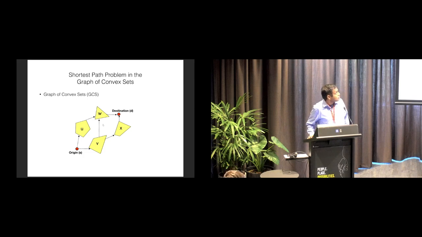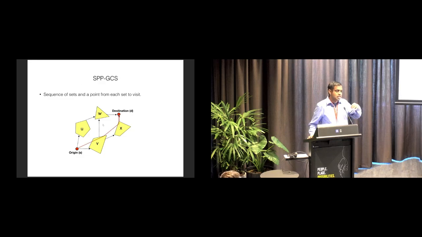And the problem here, the shortest path problem in the graph of convex sets, is to find a sequence of sets to visit and choose a point in each of the sets you're visiting. If I give you the path, then choosing the points is a standard convex program. It's very easy to solve. It's a continuous optimization problem. If you select a point from each of the sets, then it reduces to a shortest path problem with discrete variables, which is also relatively well understood. But here is a problem where you have both discrete and continuous variables. That's the challenge here.